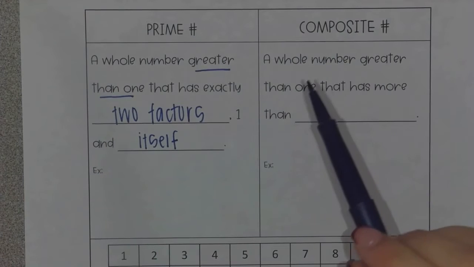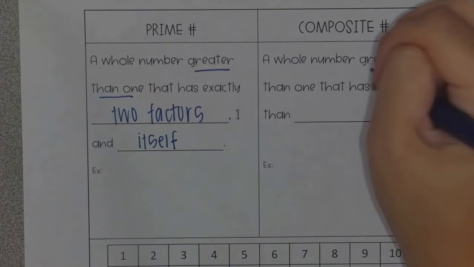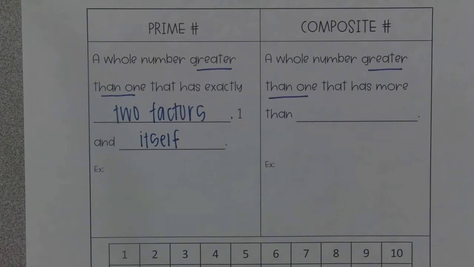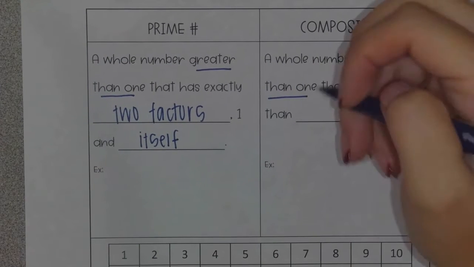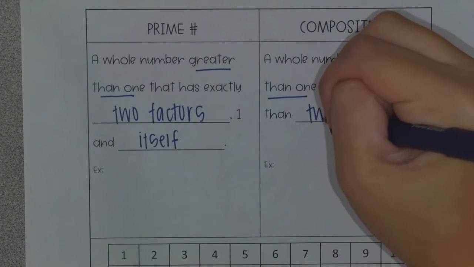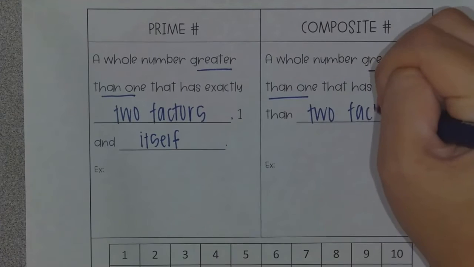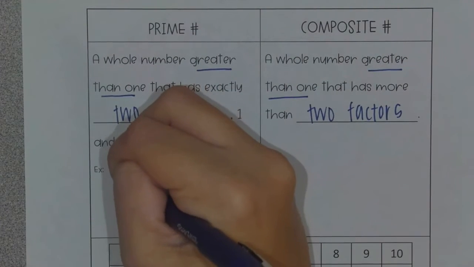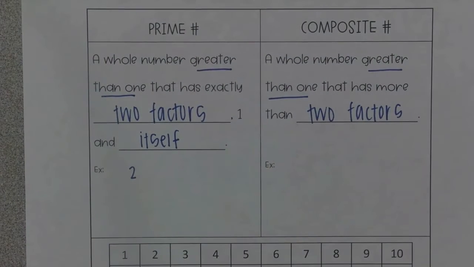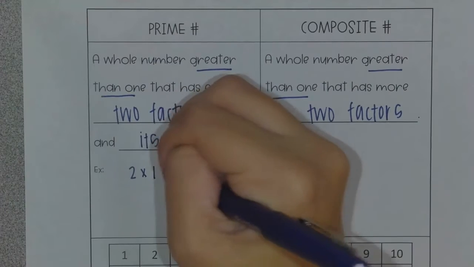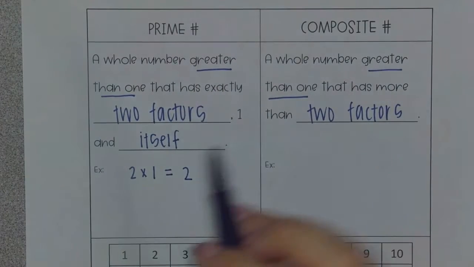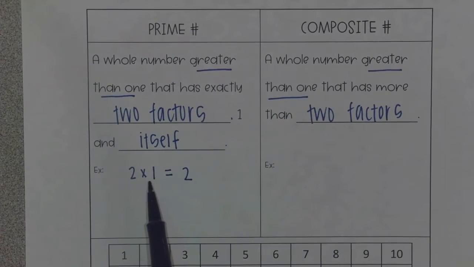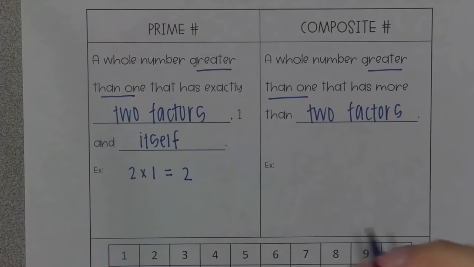Then a composite number, again, is still a whole number. It's still greater than 1, which is why 0 does not count. But this time a composite number is going to have more than 2 factors. Some examples of a prime number, for example, the number 2. The only way that I can make 2 using multiplication is to do 2 times 1, which would give me 2. So the 2 factors are 1 and itself.